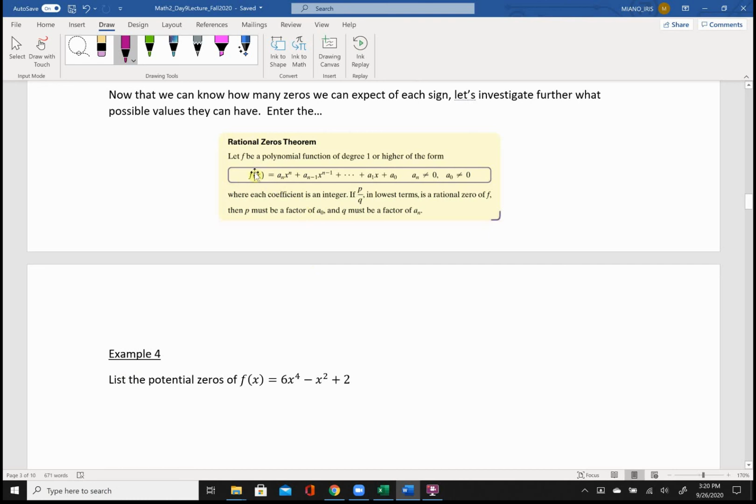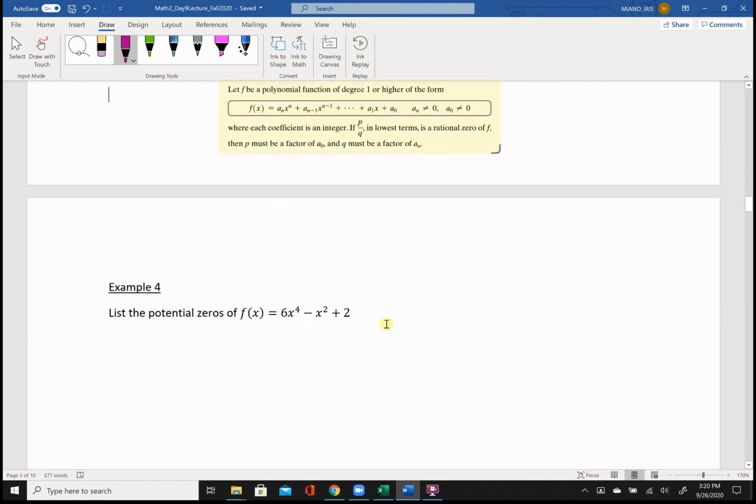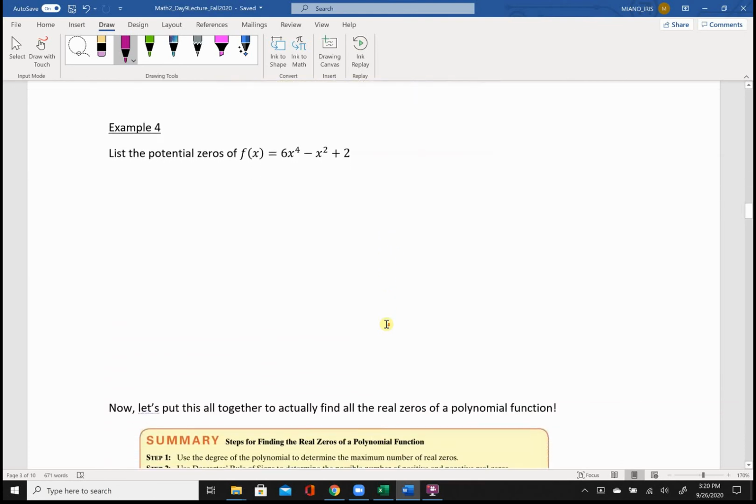So notice that we have a generic function broken down into its individual terms in standard form, where we have the leading term here, and it goes in descending order of degree all the way down to the constant term. And neither the leading coefficient nor the constant term can be 0. So we come up with this list of ratios, P over Q. Now, P is a factor of the constant term, and Q is a factor of the leading coefficient. So we need to list all of the possibilities of that particular ratio, P over Q. Let's go ahead and tackle this with example 4.